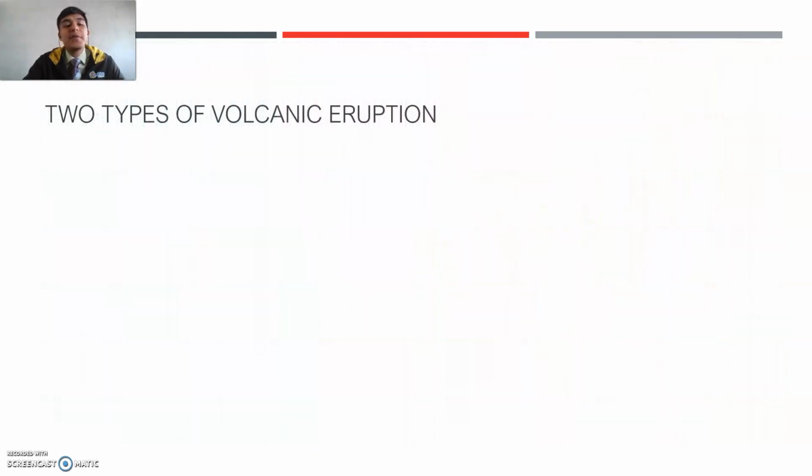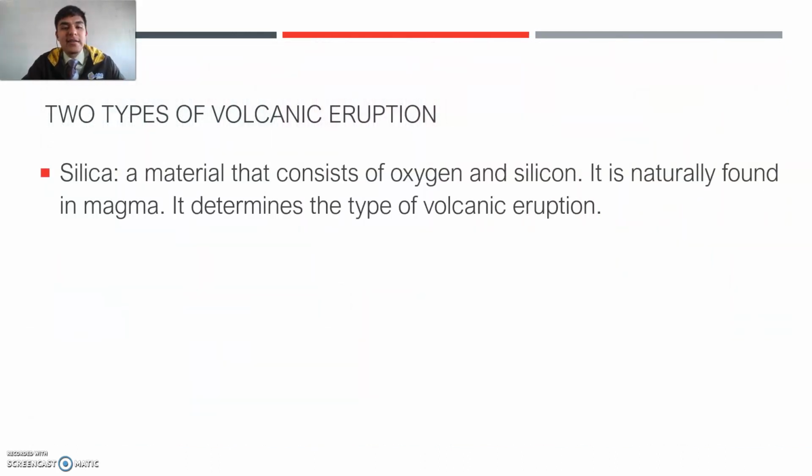And we have two types of volcanic eruptions. And when we talk about volcanic eruptions, we need to consider a term that is named silica. What is it? It is a material that consists of oxygen and silicon. So silicon, like the one that we use at school, that is like a sticky material, is naturally found in magma. And it determines the type of volcanic eruption.